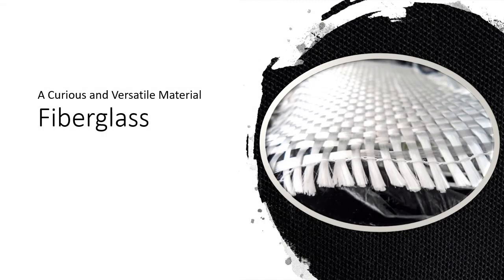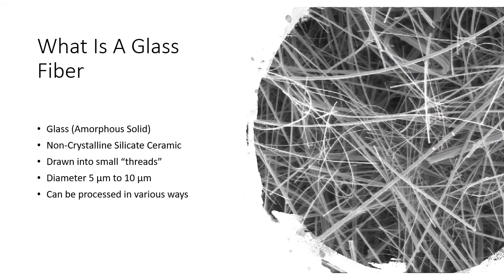This is my materials science presentation on fiberglass, but what is fiberglass exactly? Glass fiber, as its name suggests, is simply a long strand filament comprised of a glass. In this case, the glass is a non-crystalline silicate ceramic or an amorphous silicate. These strands are drawn into small threads, usually between 5 micrometers and 10 micrometers in diameter, and can be processed in various ways. Let's take a look at the history of glass before we get too much into that.